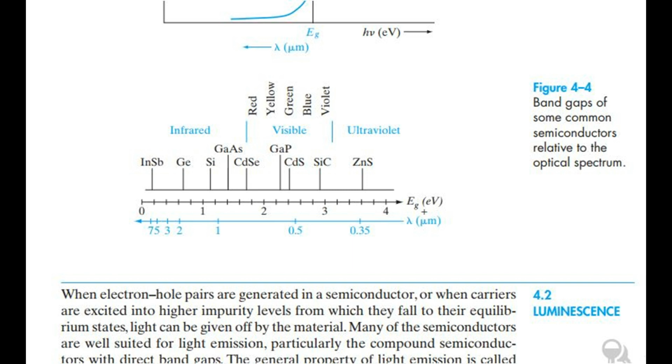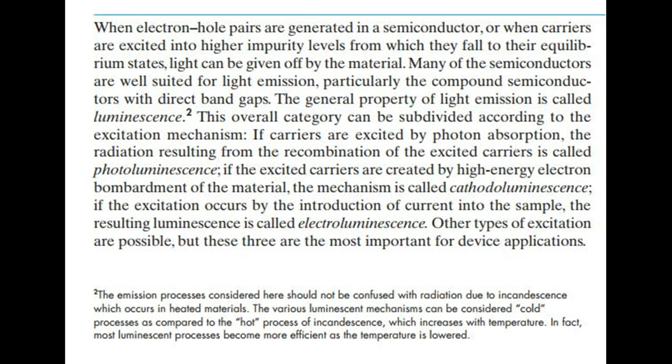When electron-hole pairs are generated in a semiconductor, or when carriers are excited into higher impurity levels from which they fall to their equilibrium states, light can be given off by the material. Many of the semiconductors are well suited for light emission, particularly the compound semiconductors with direct band gaps. The general property of light emission is called luminescence.